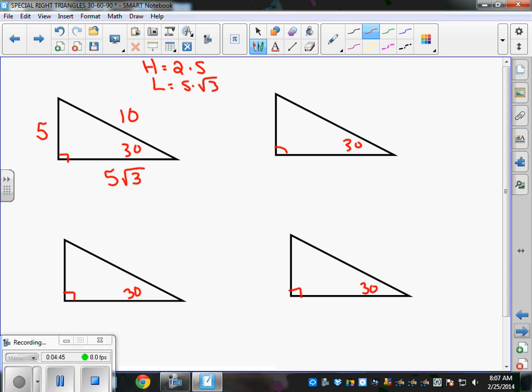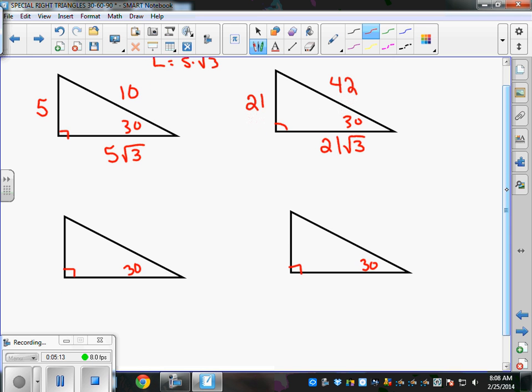Let's look at another example. Let's say this time we knew the hypotenuse. So what if the hypotenuse was, let's say, 42? Then to get the short side, you would do half of that, because you double the short side to get the hypotenuse. So then the short side would be 21. And then to get the long side, you take the short side times the square root of 3. So this would be 21 square root of 3.